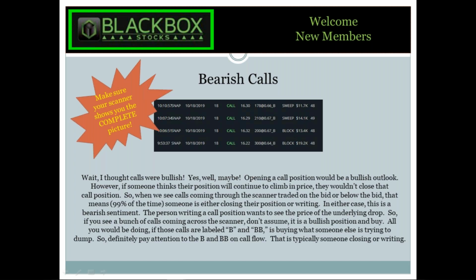So bearish calls, what am I talking about? I thought calls were bullish. If something's going to go up in value, I'd buy a call contract. And you would be correct. Calls are not bearish, calls are bullish, but there's bearish activity around calls. Two reasons. Let's say I have 100 contracts of BABA calls and I close out 200 of them.